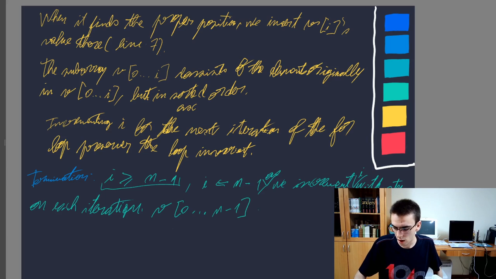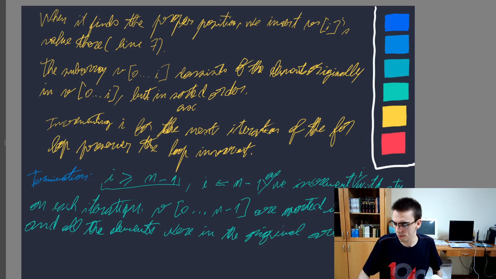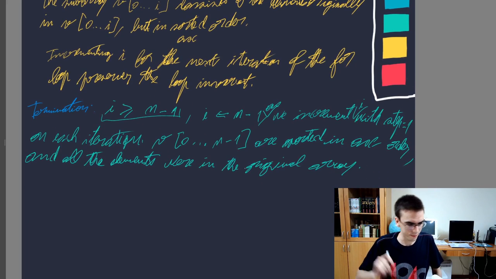So R sorted in ascending order, and all the elements were in the original array. Correct? Oh, and I see that my face is cutting it off. There.